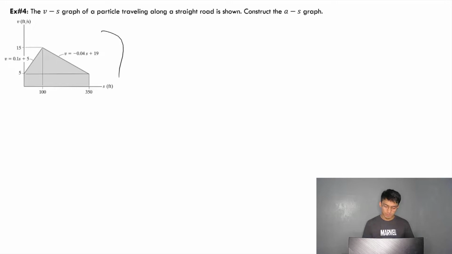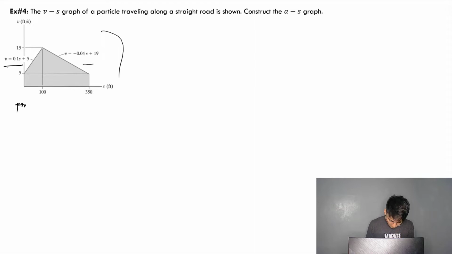So, yung VS graph natin dito is divided into two parts. So, dalawang computation ulit ang gagawin natin. First part and the second part. And each part, given a straight line equation. So, una, we have 0.1s plus 5, and negative 0.04s plus 19. Now, kailangan natin is the value ng acceleration kasi yun yung points na ilalagay natin to create the AS graph.